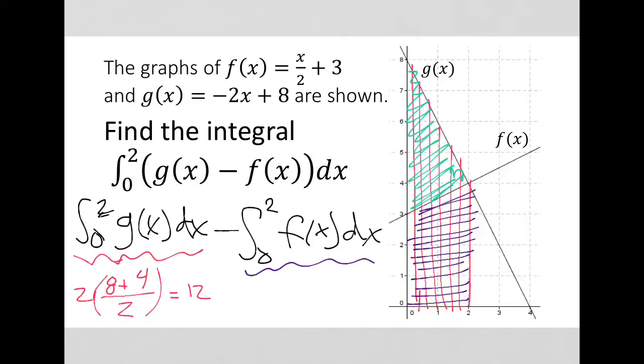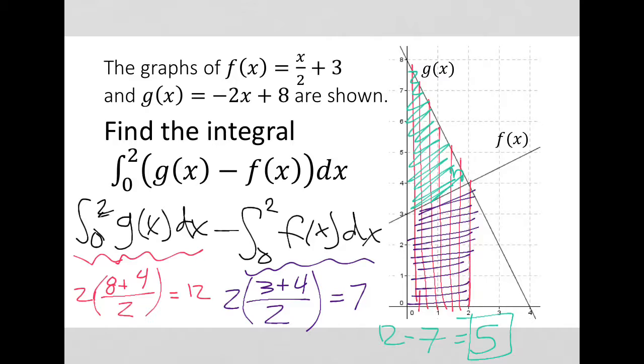So, if we want that purple area, that's again a trapezoid. Base 1 is 3. Ooh, let's change that color. Base 1 is 3 plus base 2 is 4 over 2 times the width, which again is 2. And so we get 3 plus 4 is our answer there, which is 7. So then we get that green area. It's going to be 12 minus 7, which gives us an area of 5.